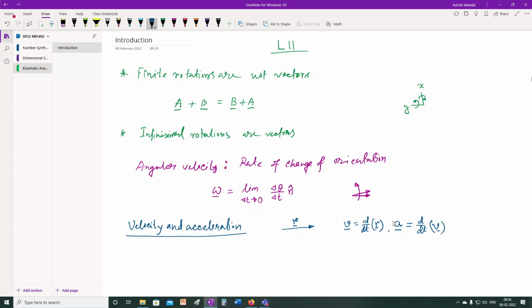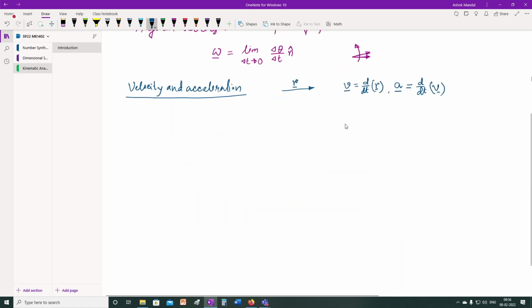Now, do you know how to take the derivative of a vector? How to find the derivative of a vector? You have already done this, but I don't know whether you have done this systematically or not. So we are trying to develop a systematic way to differentiate a vector. Okay.